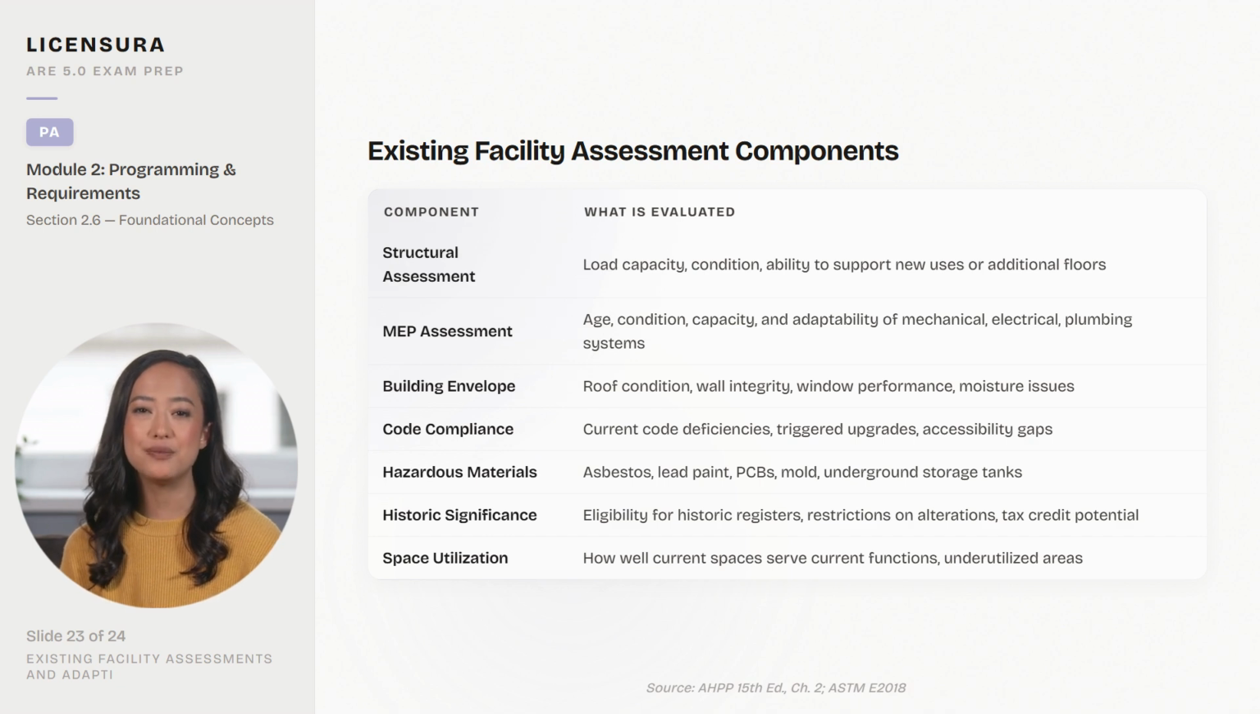Hazardous materials assessment looks for asbestos, lead paint, and other contamination. Historic significance evaluation determines tax credit potential. And space utilization analysis reveals how well current spaces serve their functions.